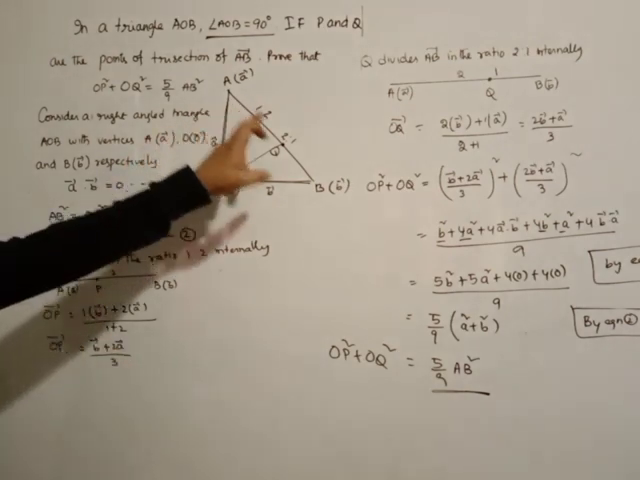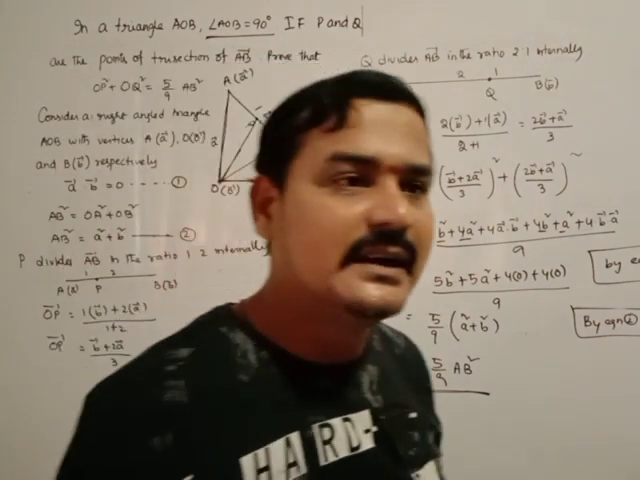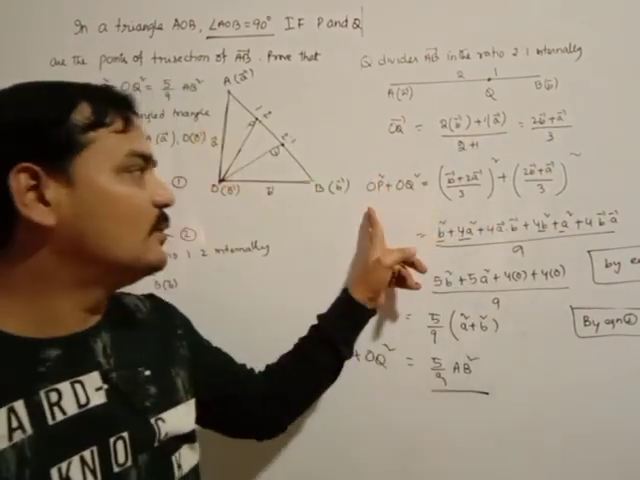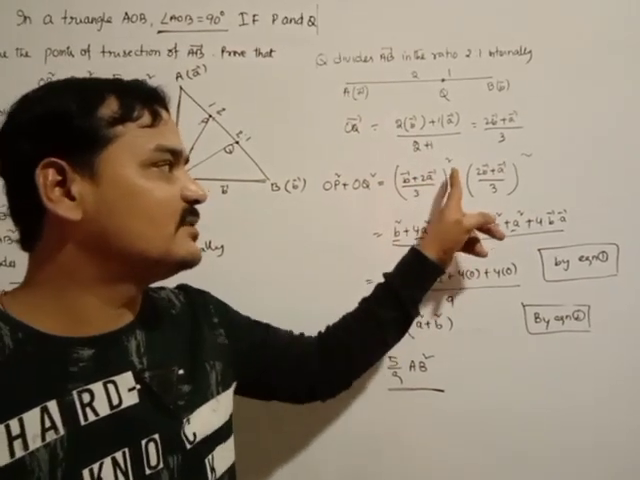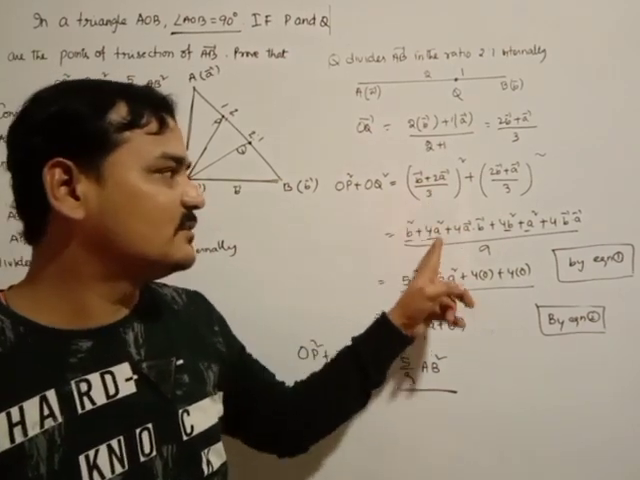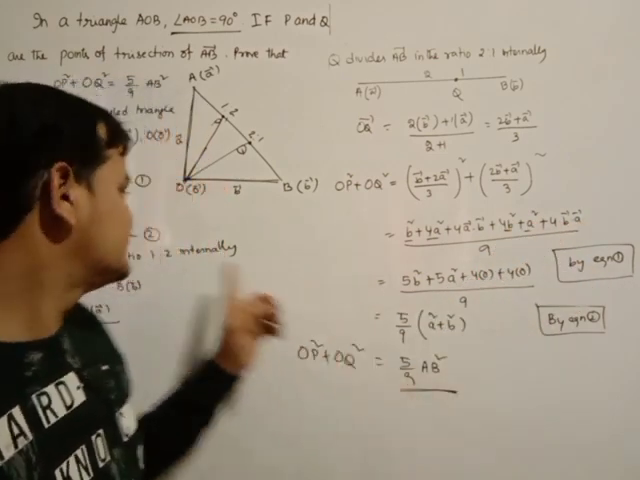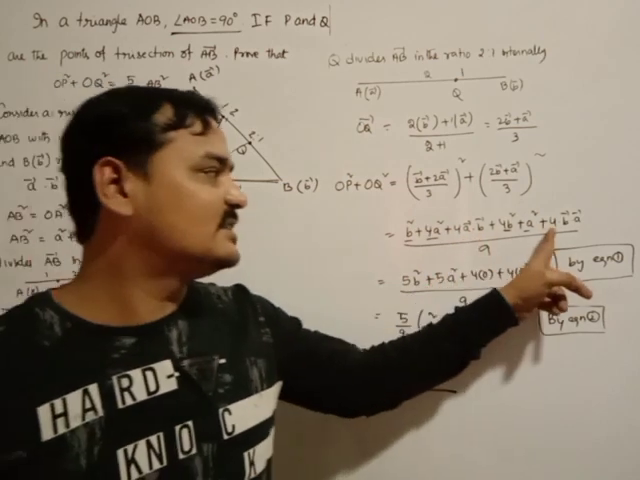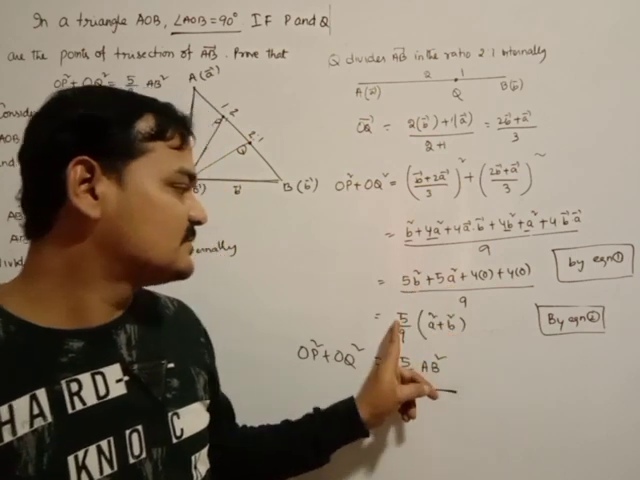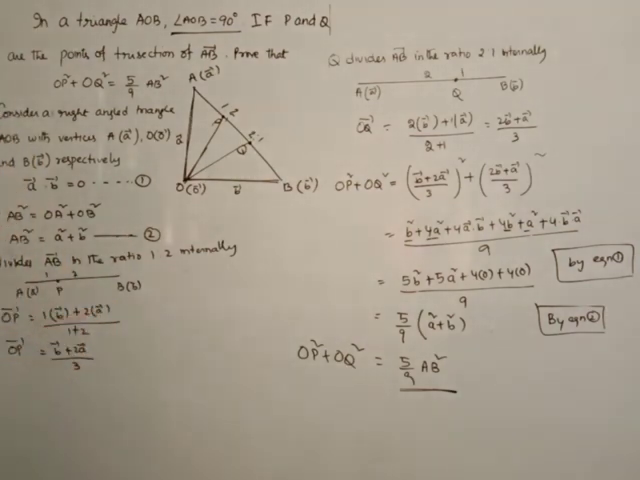Now first of all, P divides in the ratio 1:2, so we find OP bar is equal to B bar plus 2A bar by 3. And Q divides in the ratio 2:1, and we find 2B bar plus A bar by 3. So OP square plus OQ square is equal to B bar plus 2A bar by 3 whole square plus 2B bar plus A bar by 3 whole square. That is B square plus 4A square plus 4 into A bar dot B bar plus 4B square plus A square plus 4 into B bar dot A bar. Since B bar dot A bar is equal to 0, here 0, here 0. B square plus 4B square is 5B square, 4A square plus A square is equal to 5A square. Taking 5 by 9 out, B square plus A square can be written as A square plus B square, and A square plus B square is equal to AB square.